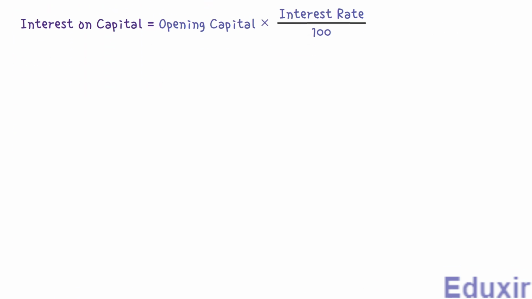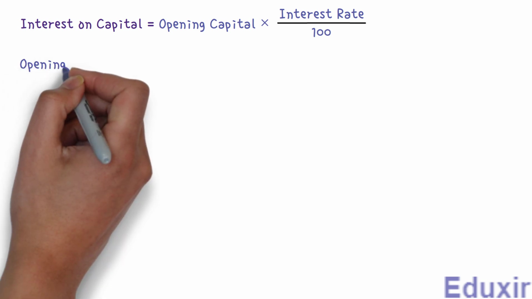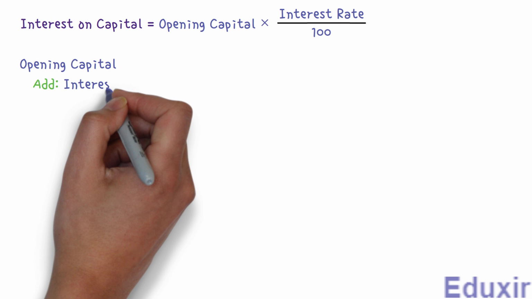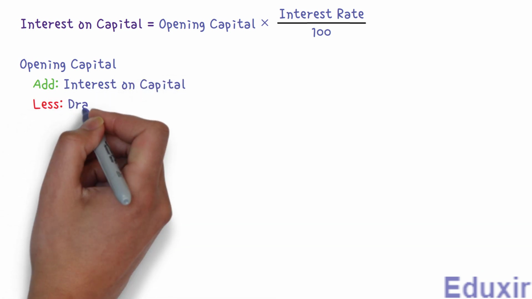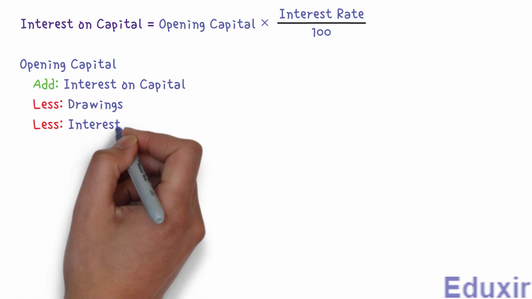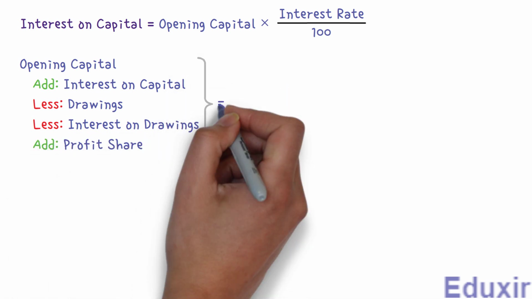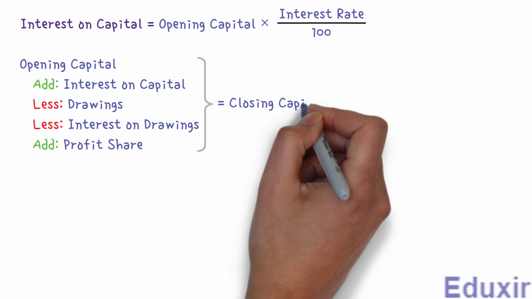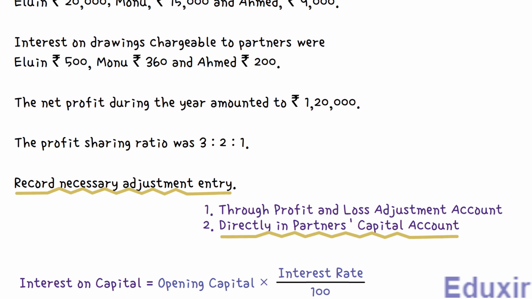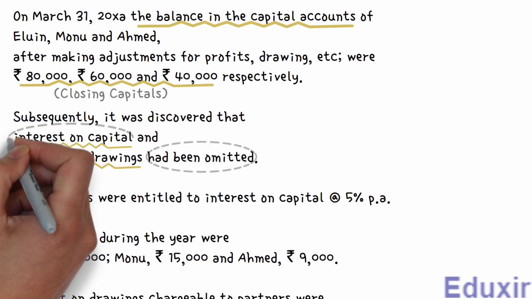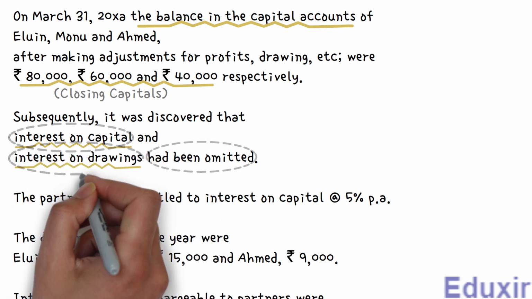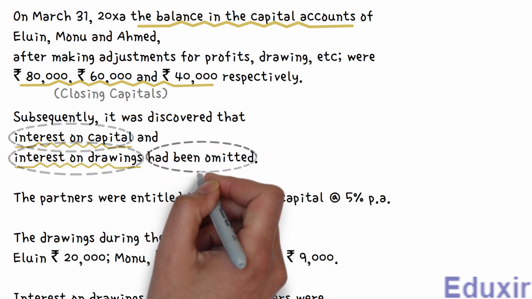Now, if we know the opening capital, see, here we don't know the opening capital. But in case we know the opening capital, and to that if we add the interest on capital and lessen the drawings and lessen the interest on drawings, add the profit share, it would give us the closing capital. But in the problem it is given to us that the interest on capital as well as the interest on drawings were not considered and were omitted.